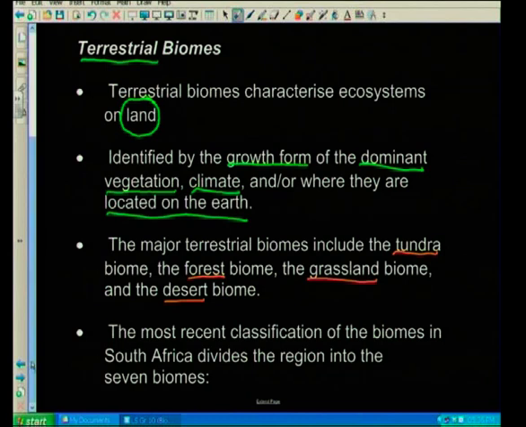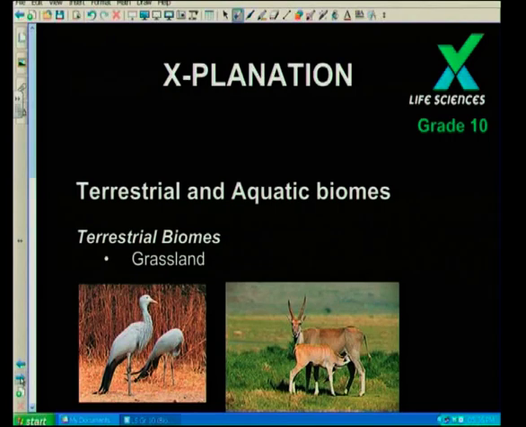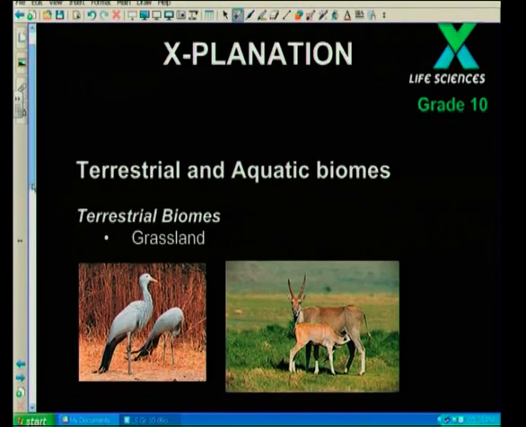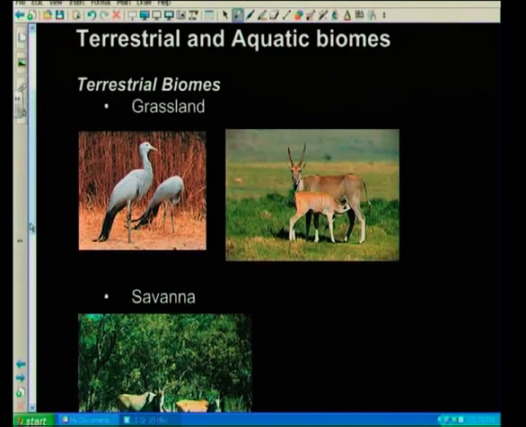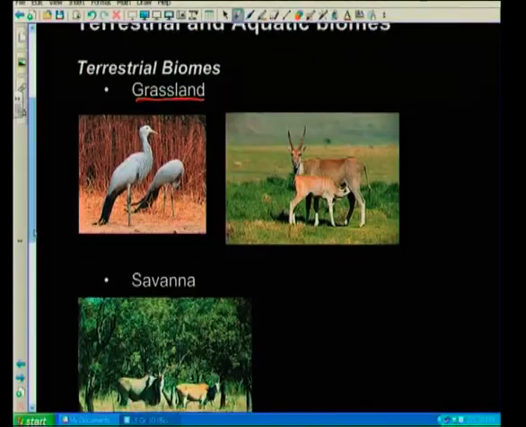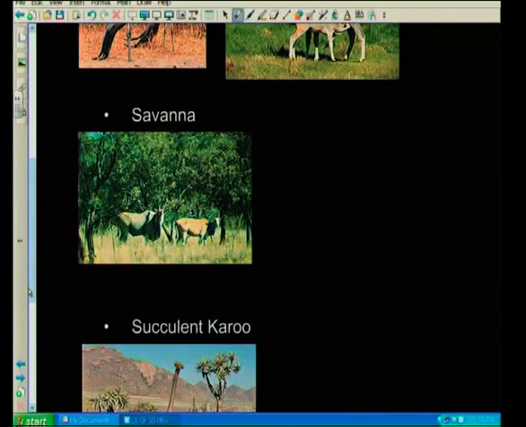Now in South Africa, there are 7 biomes. Now let's look at those 7 biomes that we find in South Africa. All right, first of all, there's the grassland. Now I'm going to show you later on a map of this grassland, and then we can discuss more detail. But there you can just see 2 types of animals in that biome. Then we have the savanna. All right, the savanna is bushveld, right?